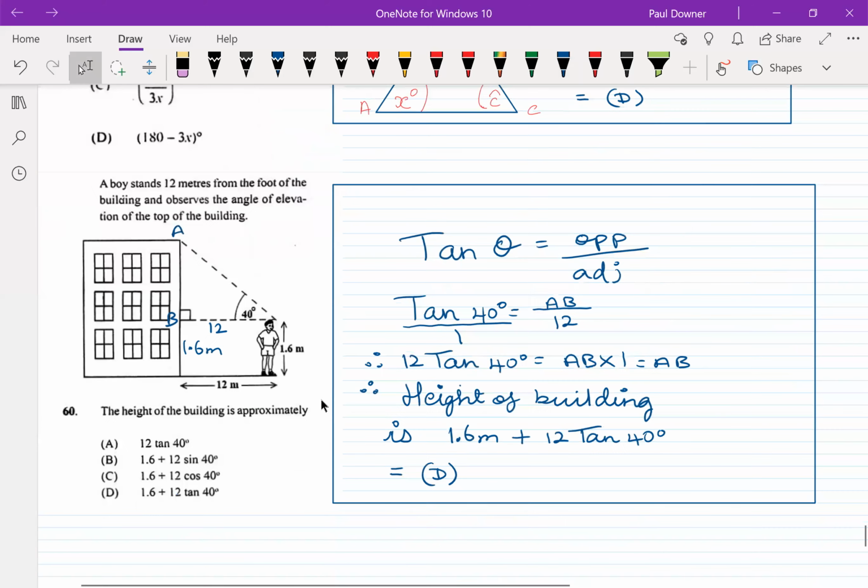Okay, and the final one for tonight will be this guy here. It says a boy stands 12 meters from the foot of the building and observes the angle of elevation of the top of the building. The height of the building is approximately.